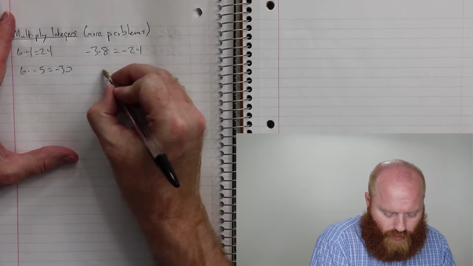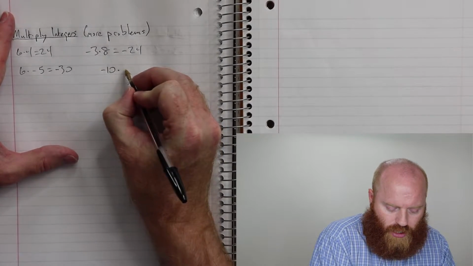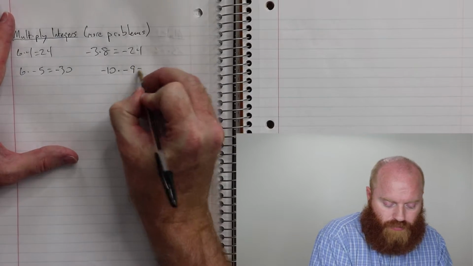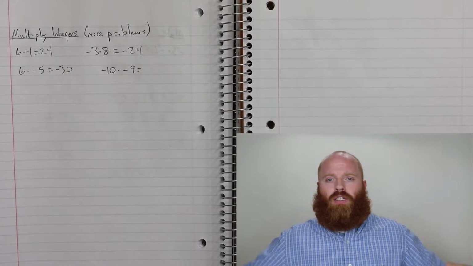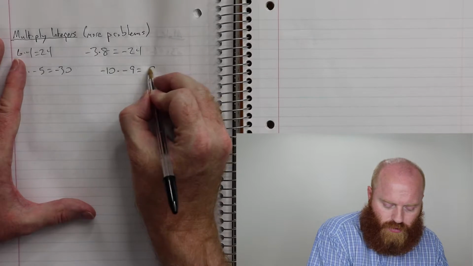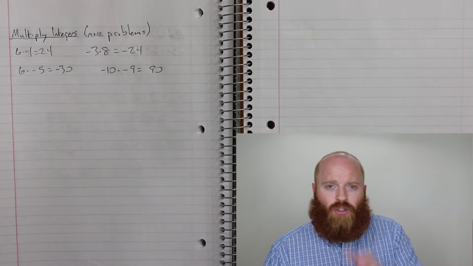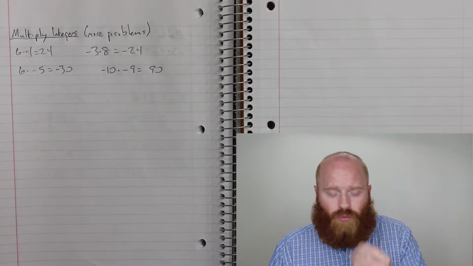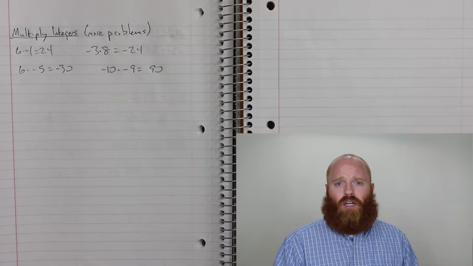Let's keep going. Negative 10 times negative 9. Guess what? I don't care. 10 times 9 is 90. Write it down. Negative times a negative. Those two negatives cancel each other and you're left with a positive answer. There's the solution, positive 90.